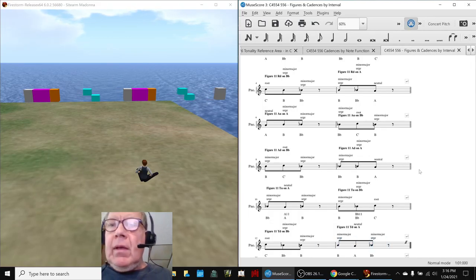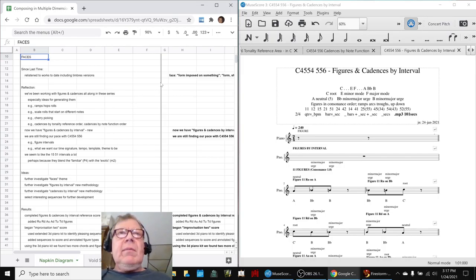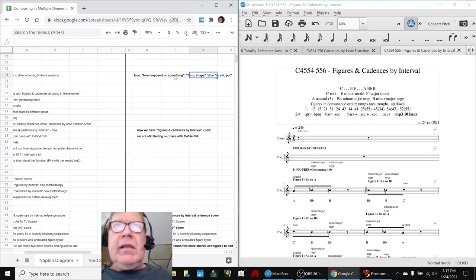Alrighty. Ladies and gentlemen, this is a recap of Composing in Multiple Dimensions, Part 32, Faces. In today's episode, our theme we've picked is faces. We looked up the word face. It actually means a form that is imposed on something. It means form and shape. It's from an ancient Indo-European word, to set or to put, which is the imposing idea.